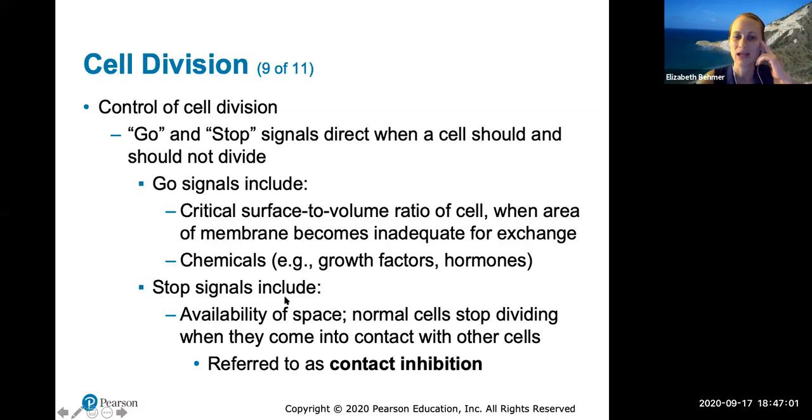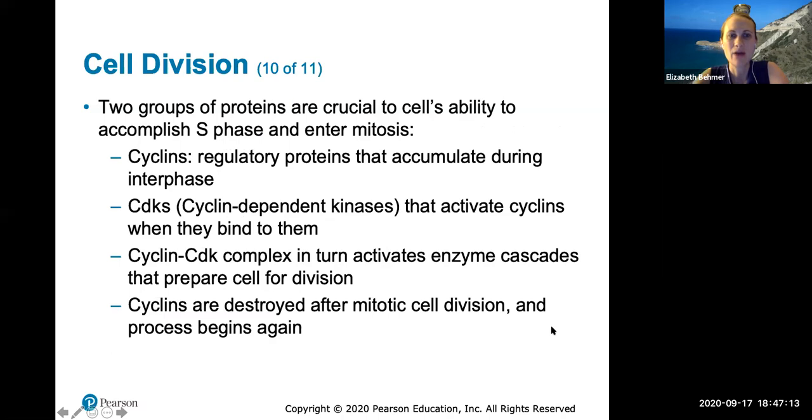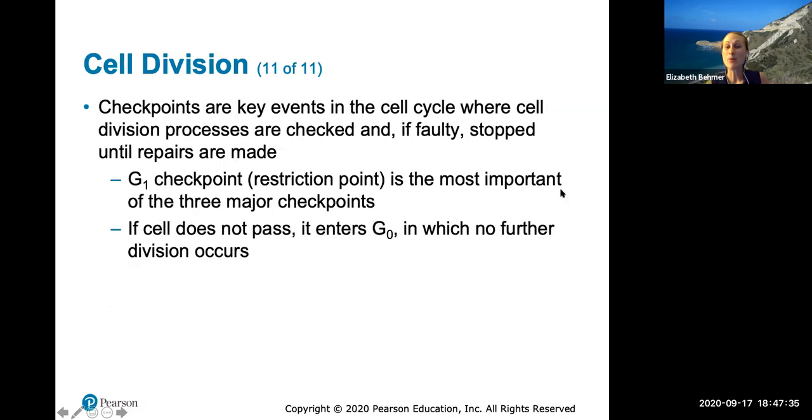or other hormones. Stop signals might include availability of space, so normal cells will stop dividing if they come into contact with other cells of the same type. This is referred to as contact inhibition. More groups of proteins that are crucial to the cell's ability to accomplish the S phase, which is that DNA replication phase: cyclins, CDKs. These are just more proteins that accumulate during the interphase and will activate the S phase, which is DNA replication. Checkpoints are also key.